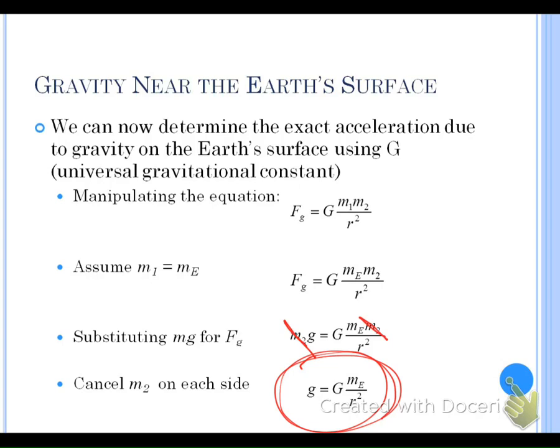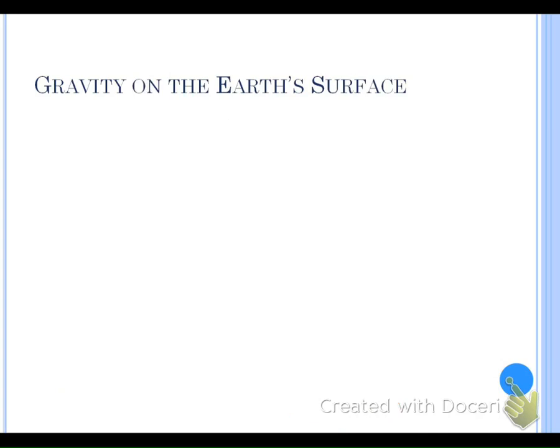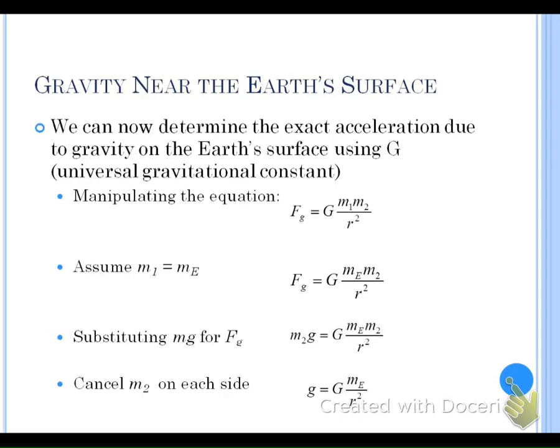Little g, or acceleration due to gravity, is equal to the gravitational constant times the mass of the Earth over r squared. All right, did everyone get that last equation? We're good?